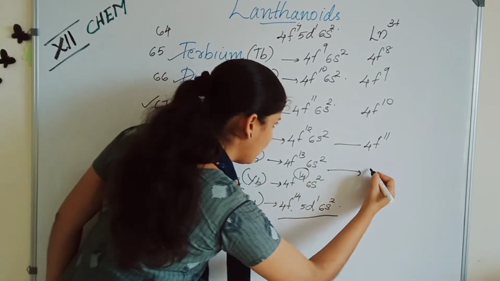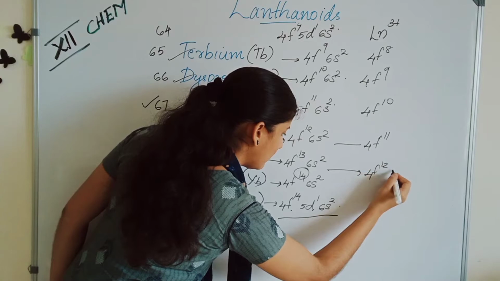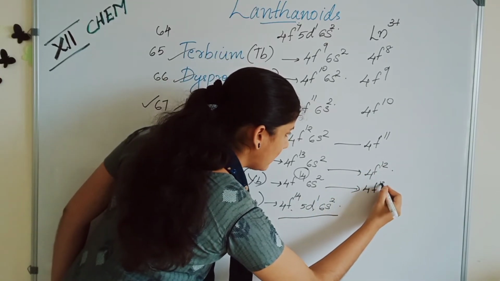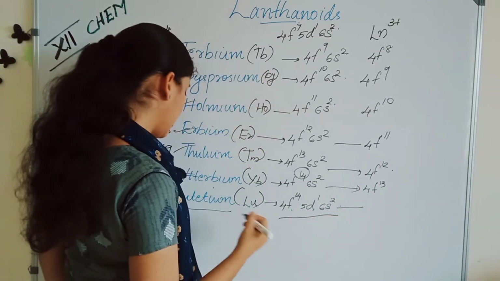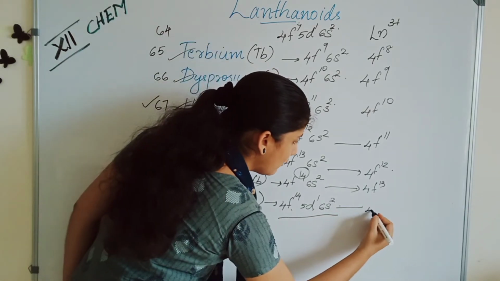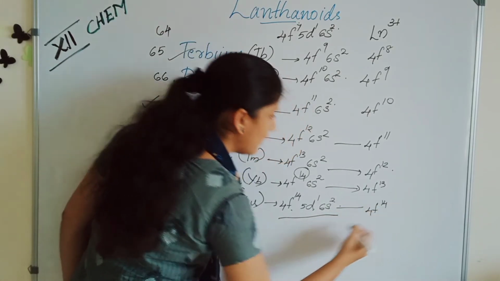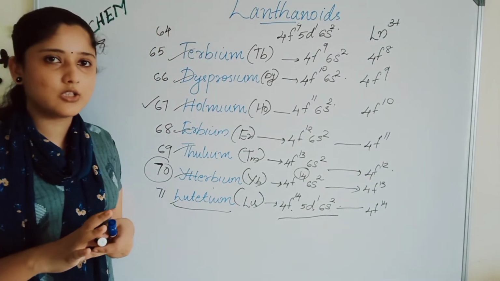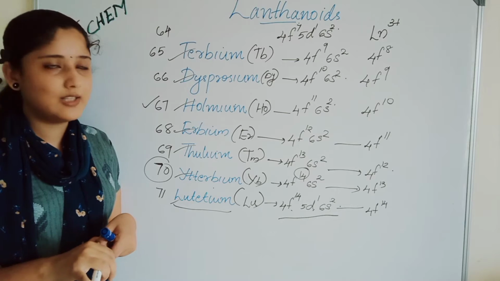And then for thulium it will be 4f12. Terbium it will be 4f13. And for lutetium it will be 4f14. Now we discussed the electronic configuration of all the elements in the lanthanoid series.